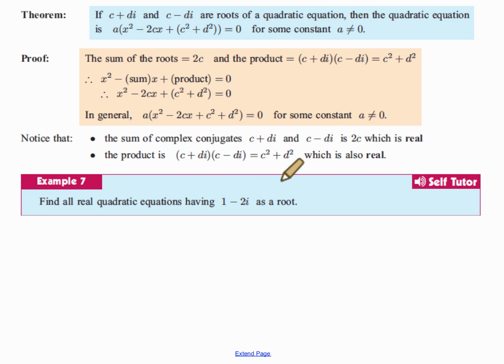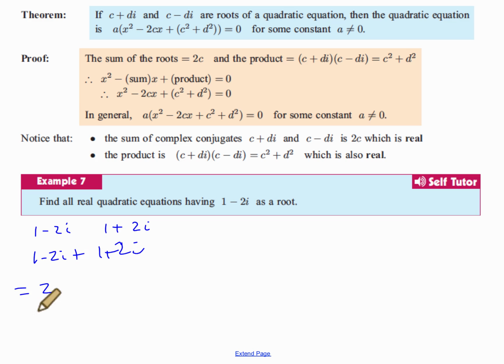Find all real quadratic equations having 1 minus 2i as a root. All right, well, if we know that 1 minus 2i is a root, then we also know that 1 plus 2i is a root. So if we use this handy-dandy formula, then we can quickly do this, okay? So let's do the sum of the roots. So 1 minus 2i plus 1 plus 2i. The 2i's go away, and we get 2, okay?